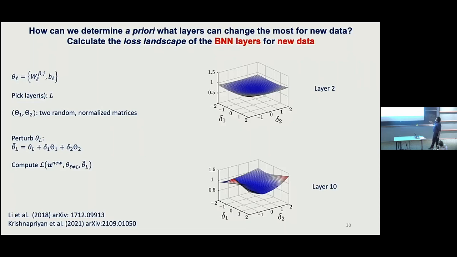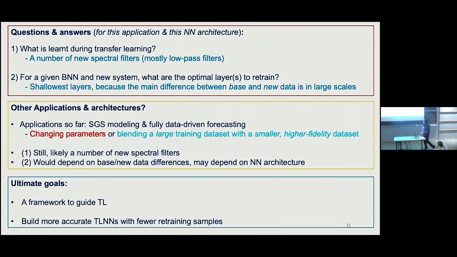Here, this is the loss landscape of layer 2. It's a convex function. This one is non-convex for layer 10. Again, for this data, it gives you an idea about that. Because I'm running out of time and this is the last talk before lunch, I'm just going to put a slide here answering those questions for this specific application and architecture.